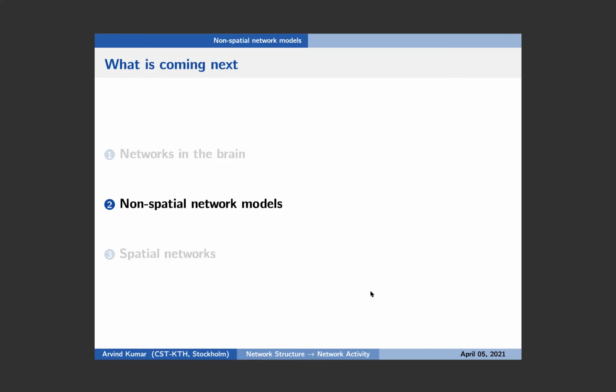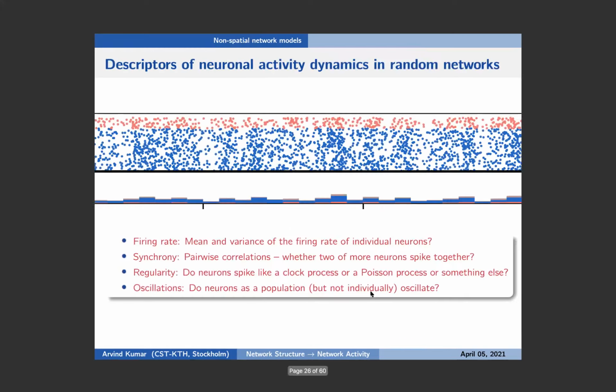So let's start with non-spatial networks and also define what we mean by dynamics here. To define the dynamics, we can focus on individual neuron properties as a part of the network and the population properties. Individual neuron properties can be very nicely captured by their firing rate. That would be the number of dots in each row. So whenever a neuron spikes, there's a dot. This is a raster display.